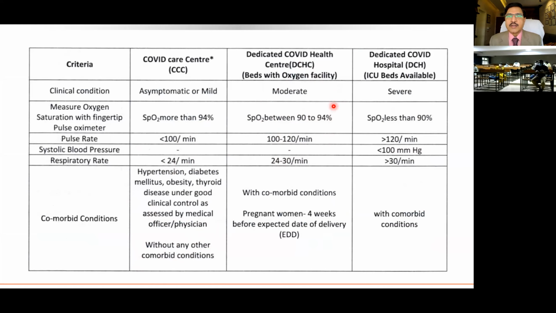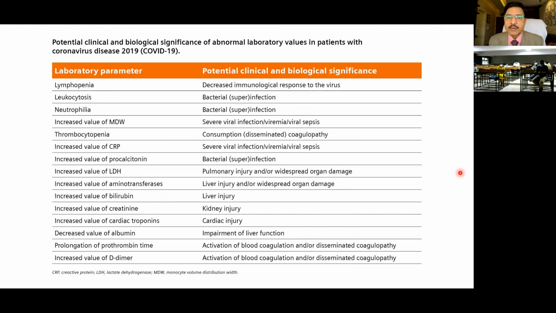Respiratory rate is increasing. SpO2 is between 90 and 94. They may or may not have comorbidities, but they are admitted here because of the hypoxia. And dedicated ICU bedded hospital, which is called the dedicated COVID hospital, DCH. SpO2 less than 90, tachycardia is more, blood pressure is falling, respiratory rate is more. They have other comorbidities. They have to be treated. These are the triage criteria.